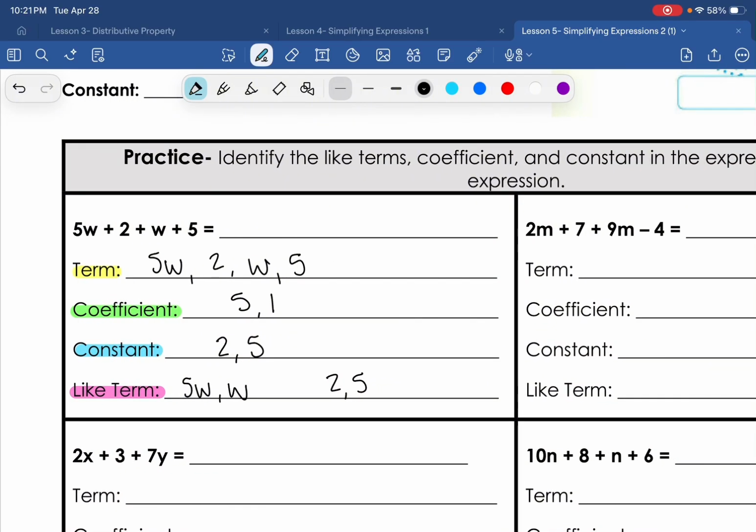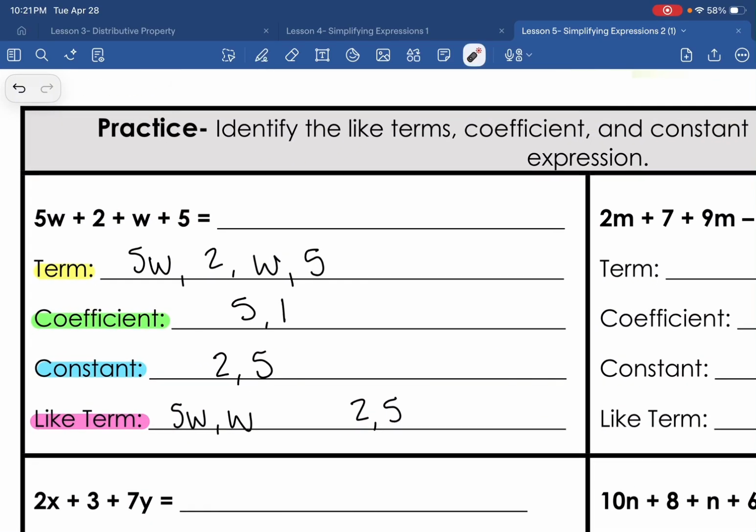So, what we need to do now is take our pairs of like terms, or you could think of it like things in the same family. Like these are in the w family, these are in the number family. I need to take those things and put them together to write a final expression. So I'm going to do 5w plus w, which gives me 6w. And then I'm going to do 2 plus 5, which gives me 7.